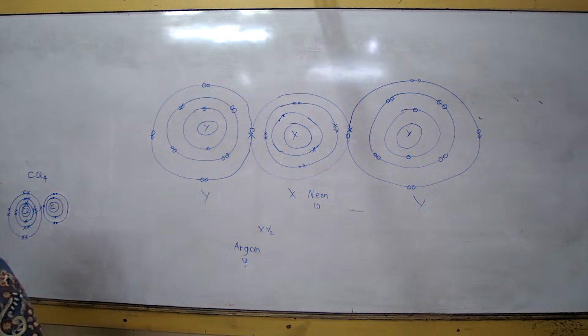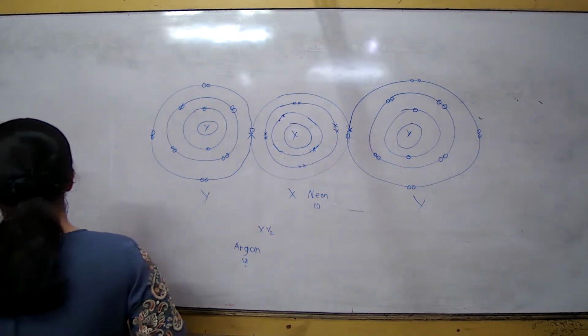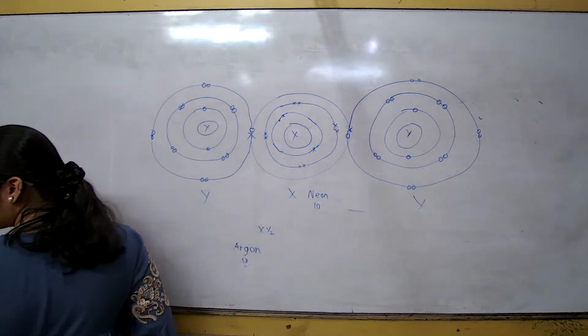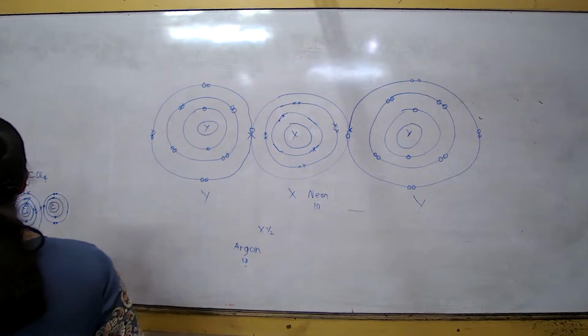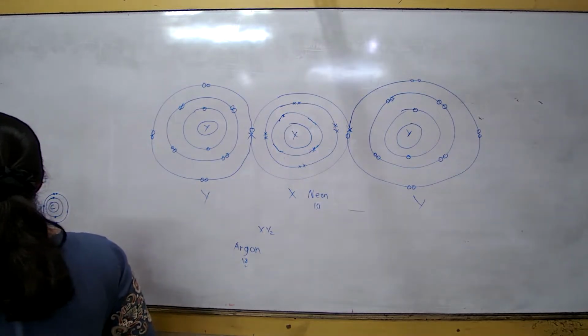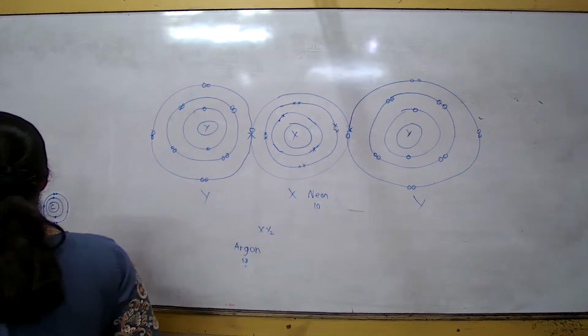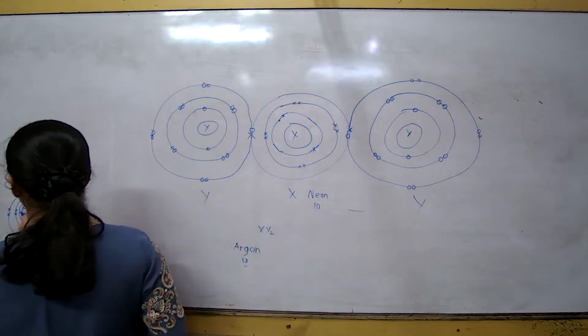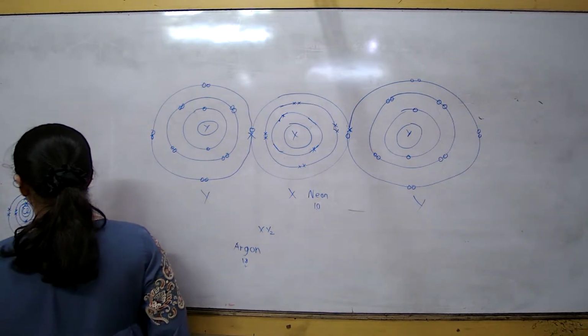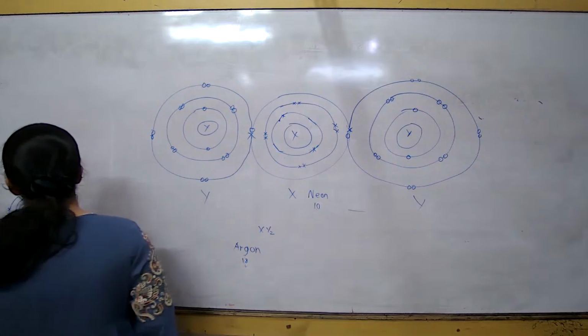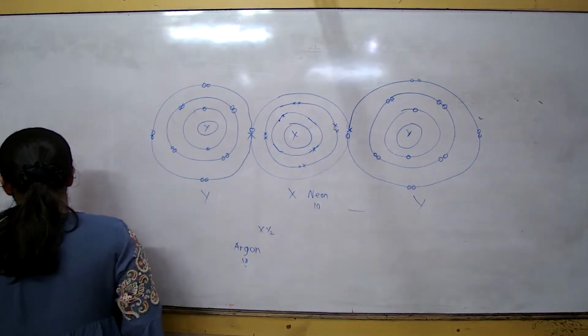Again, you made it 5 there. So one more has to be done. As you have done it, carbon should be in the center. Put 4 there, and on the outermost, you have to put only 4. Don't put them together like that. Individual.